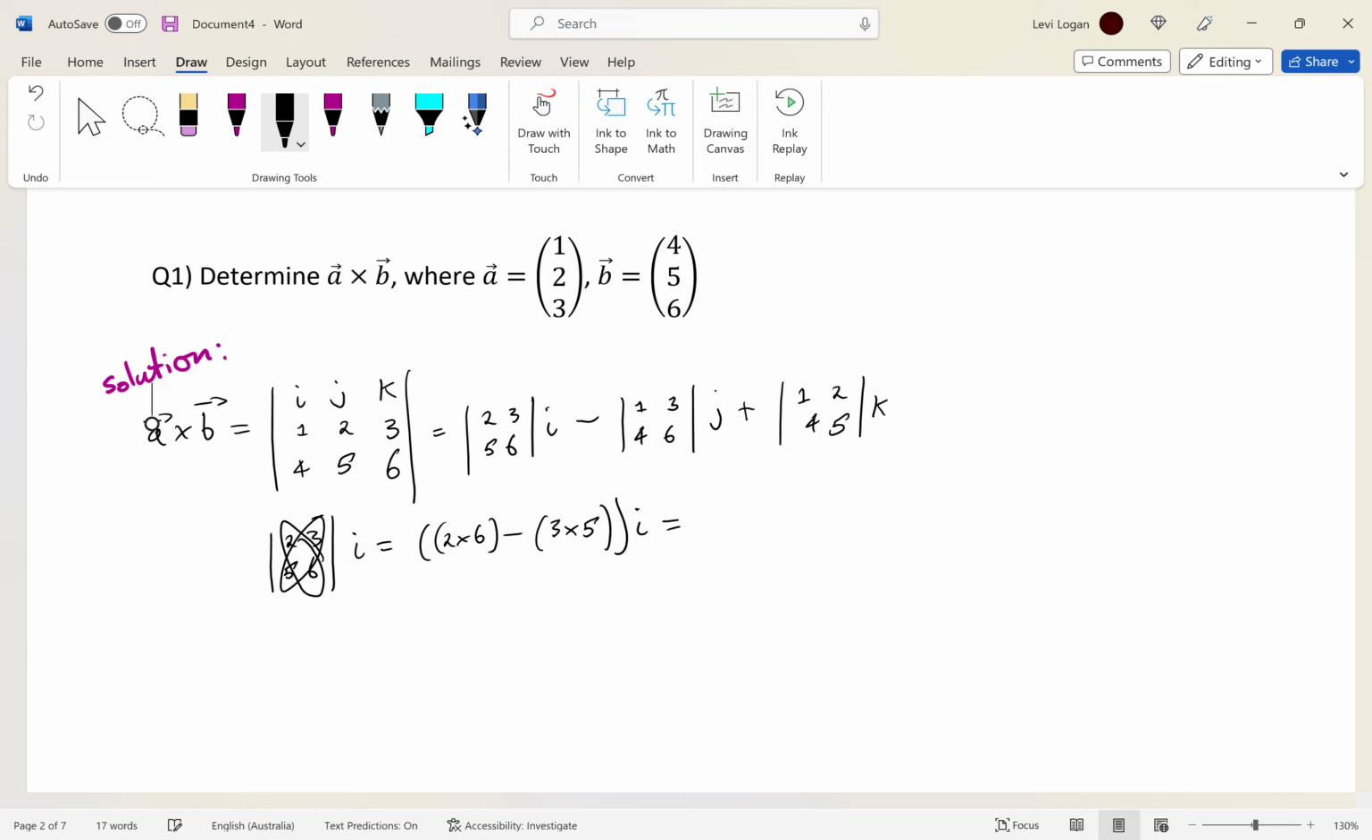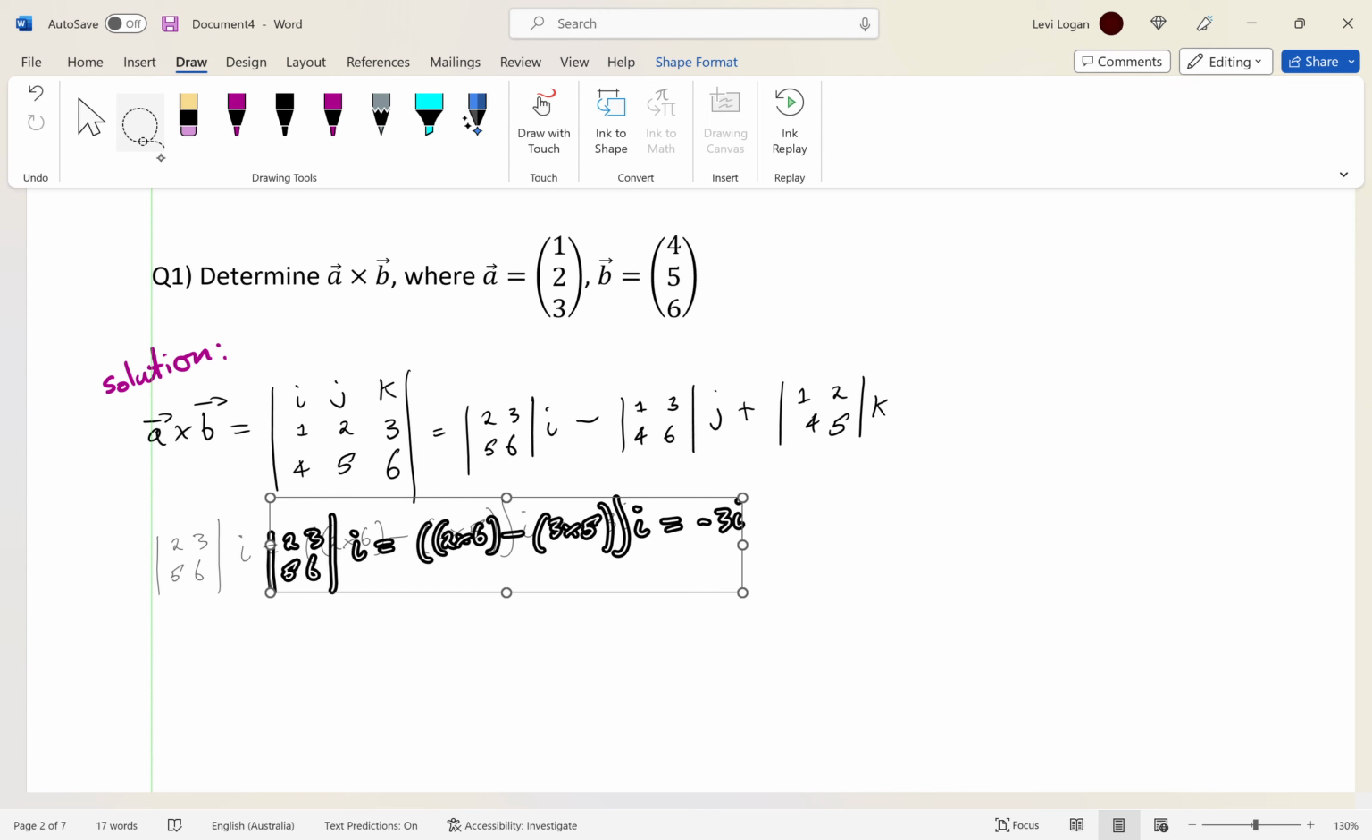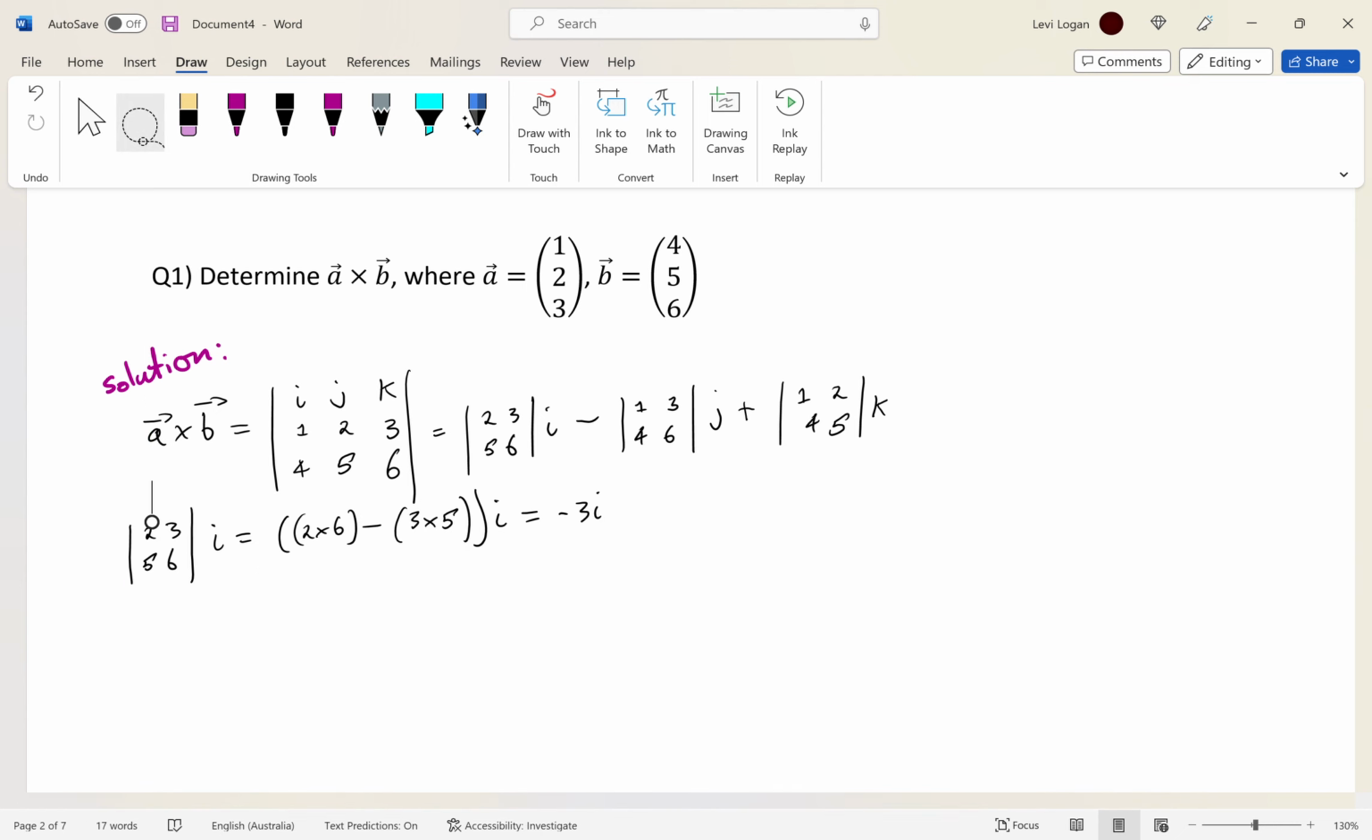Put that in your calculator. This is going to be 12. This is going to be 15. So we're going to have negative 3i as our answer. If you have any questions, leave some in the comments and I'll try my best to answer them. So that's our first matrix done. Let's take a look at our next matrix here.